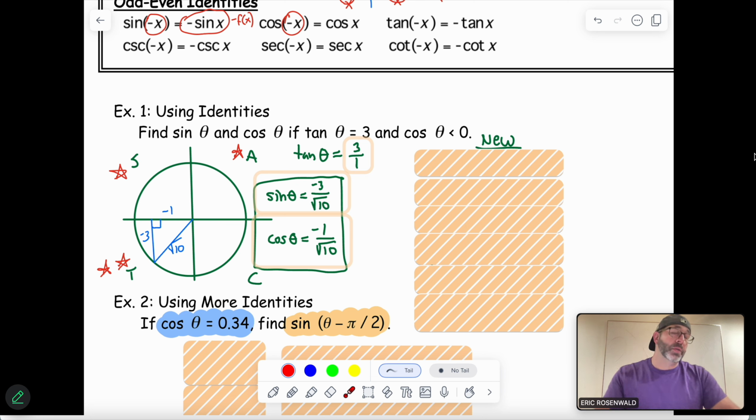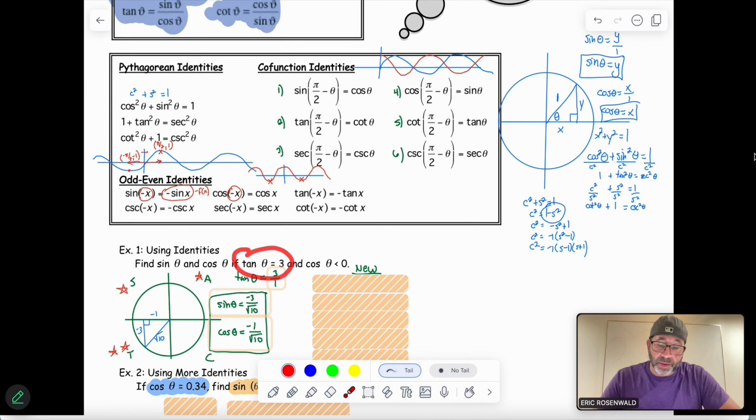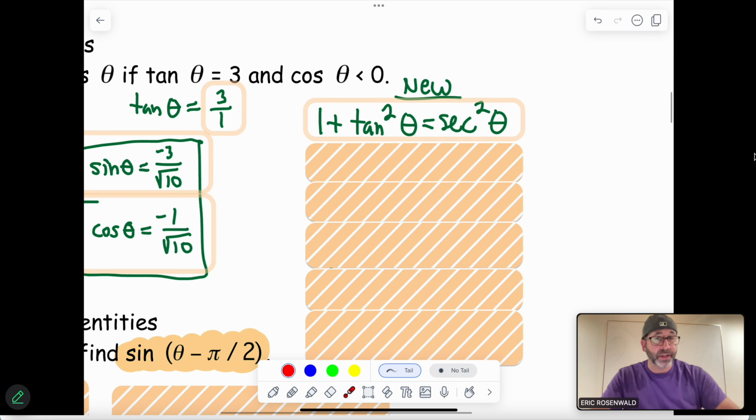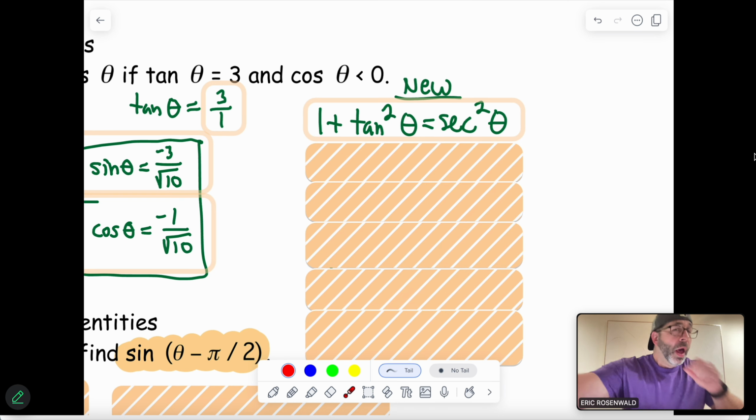Now, new school method, let's talk about what we actually do know. I'm given a tangent. So if I look at my identities up here, we have one that we can work with, which is this right here, okay? And so let's use that. We know that if I use 1 plus tangent squared, it's going to equal secant squared theta.